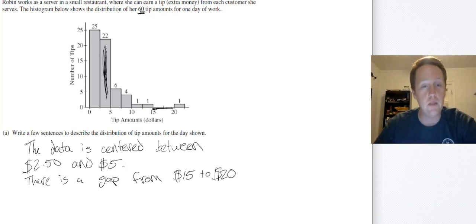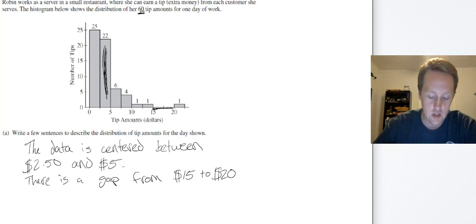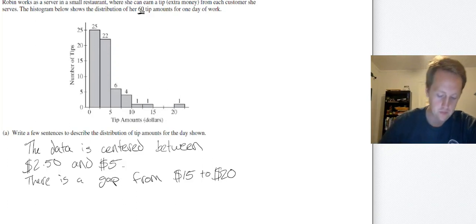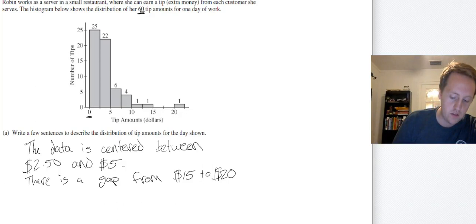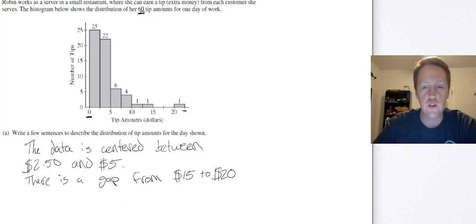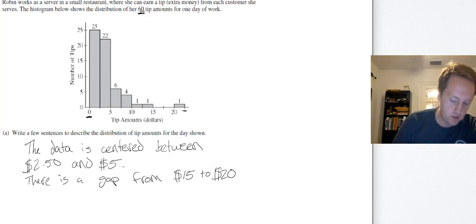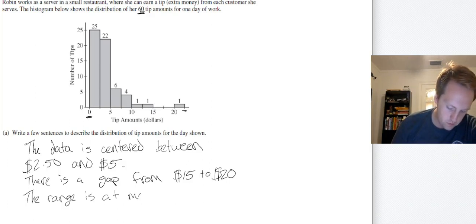Now I need to talk about variability. Now a lot of people like to say that the range of this data is 20. That's not necessarily true. The smallest value possible is 0. The biggest value possible is 2250. That doesn't mean that the smallest value is 0. That doesn't mean the biggest value is 2250. So we need to give ourselves flexibility. So we're going to say the range is at most 2250.